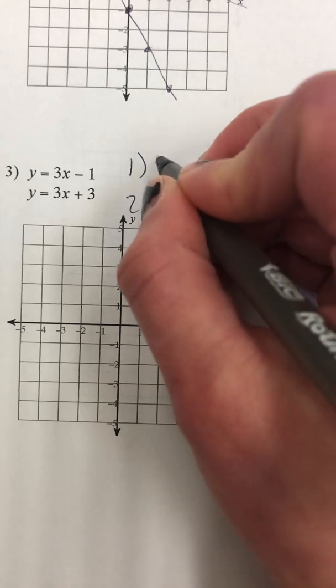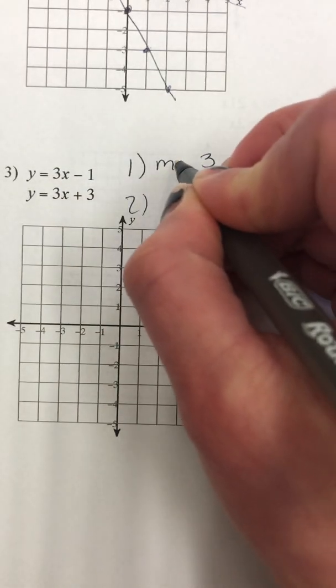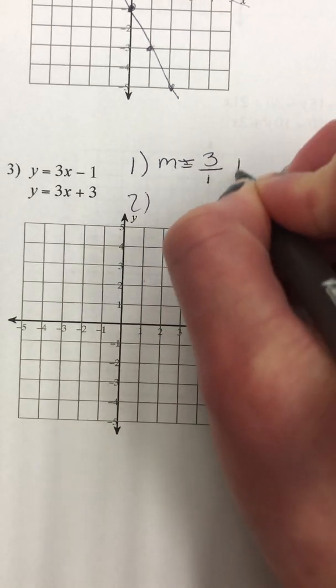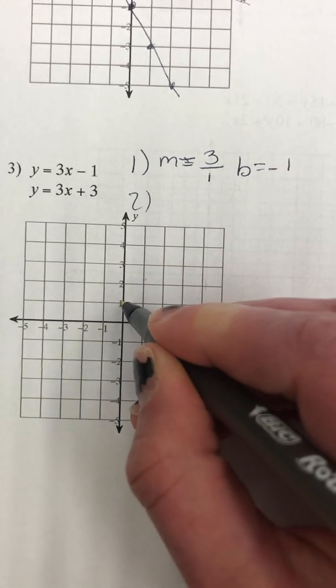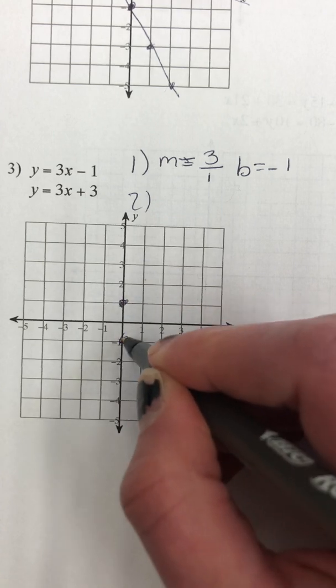The slope for this one is the number paired with our x, or positive 3. Remember, if it's a whole number or an integer, it's always over 1. Our y-intercept is negative 1. So we're going to start off at negative 1. Ignore that first point. Negative 1.